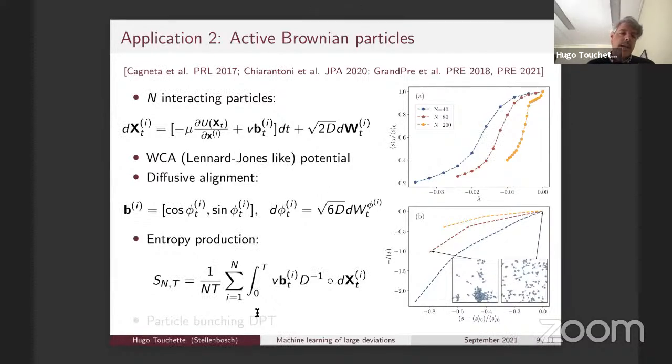This is known to be a nice observable to track because it also shows a dynamical phase transition, which is related to particle bunching and collective behavior of the particles in a fluctuation sense. That's been described also yesterday in some of the talks. So here I'm showing the results for 40 particles, 80 particles, and 200 particles.